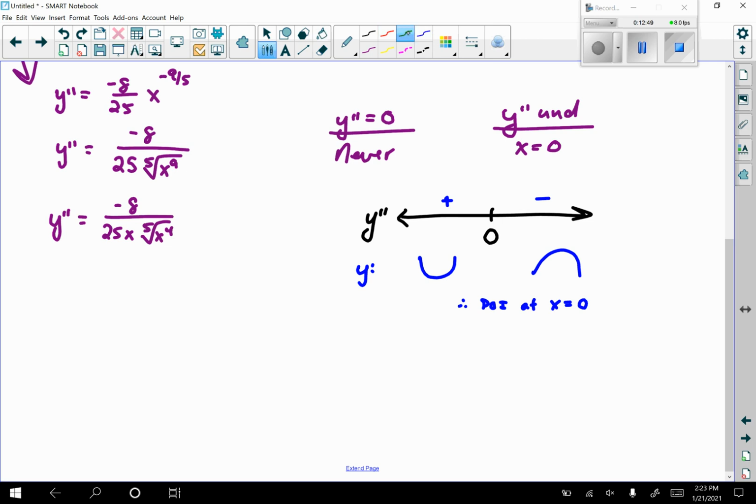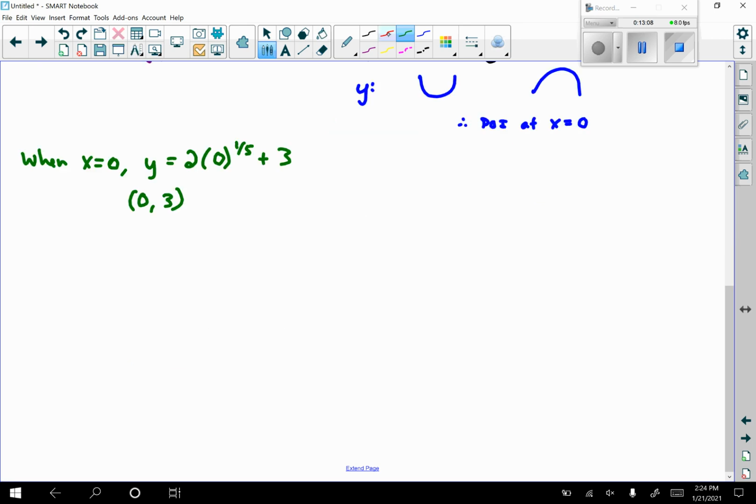All right, so really 0 is our only value we need to deal with. So when x is 0, y is equal to 2 times 0 to the 1/5, which is 0, plus 3. So we have an ordered pair here of 0, 3. All right, so let's get our summary written out.